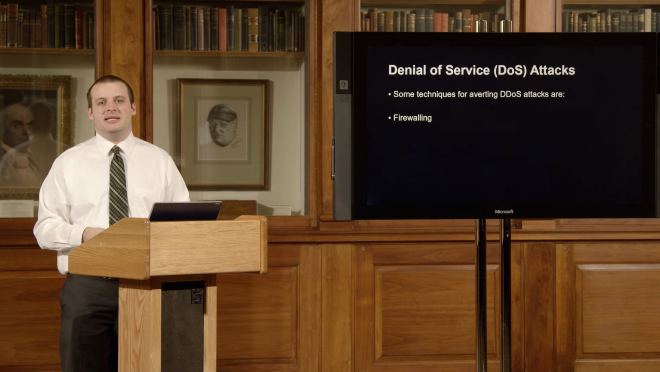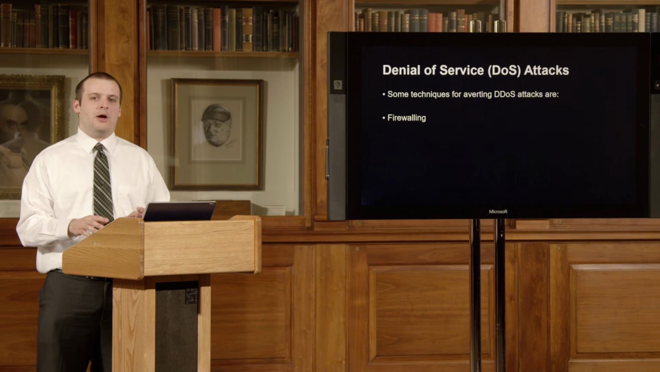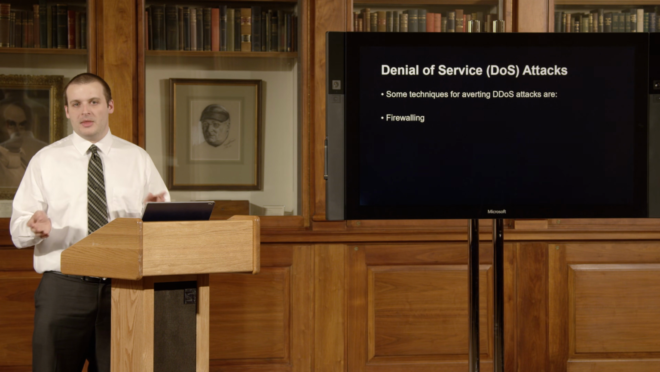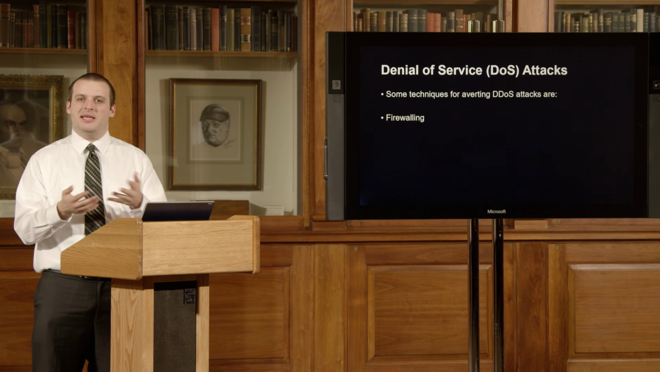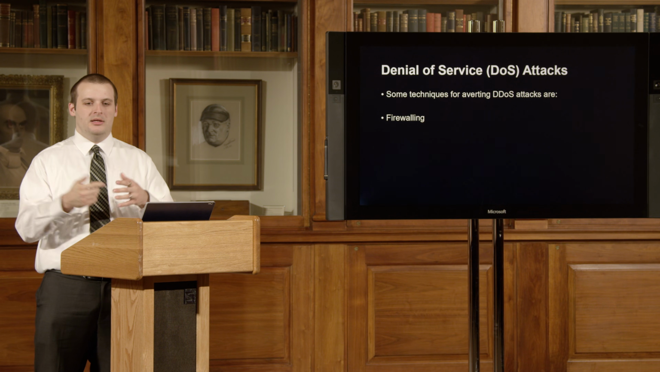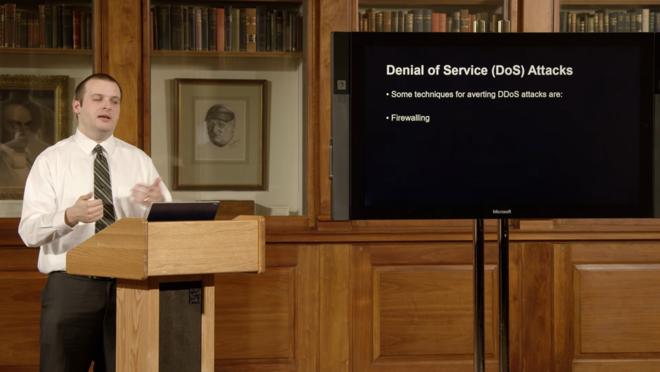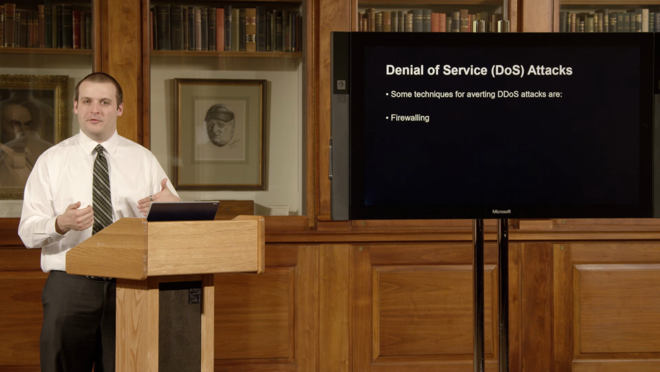The first of which is firewalling. So the idea of a firewall is we are only going to allow requests of a certain type. We're going to allow them from any IP address, but we're only going to accept them into this port. Recall that TCP/IP gives us the ability to say this service comes in via this port, so HTTP requests come in via port 80, HTTPS requests come in via port 443.